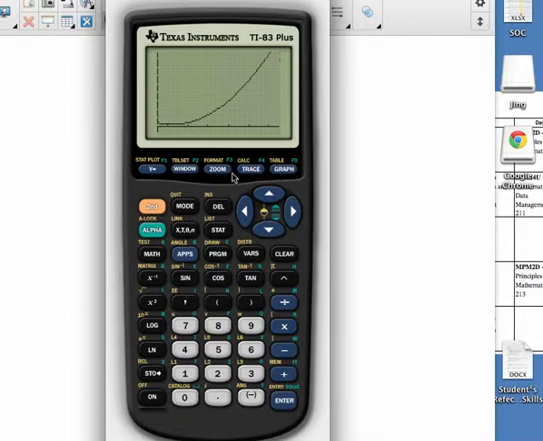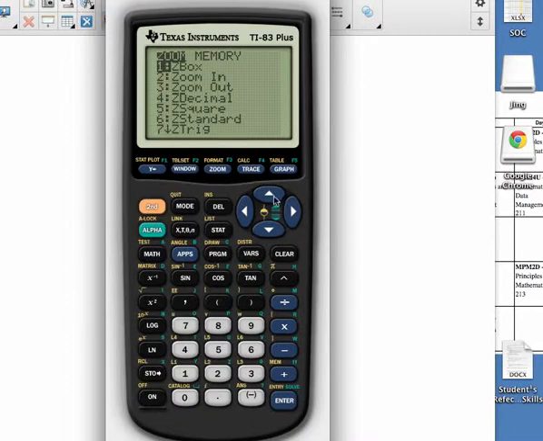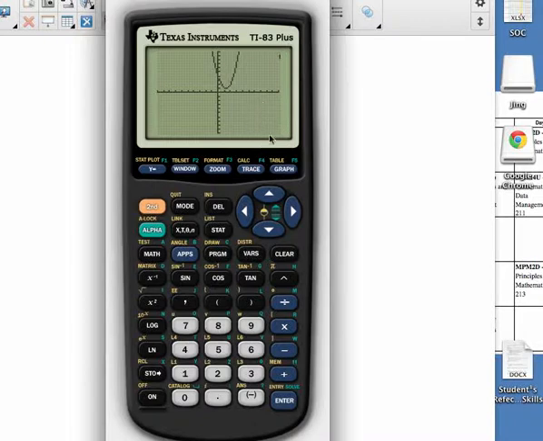And let's see what that looks like. Actually, we can cover the first thing. If your window looks weird or not standard, go Zoom 6, Zoom Standard. And that'll take your window back to normal. And lo and behold, look, there's our parabola.